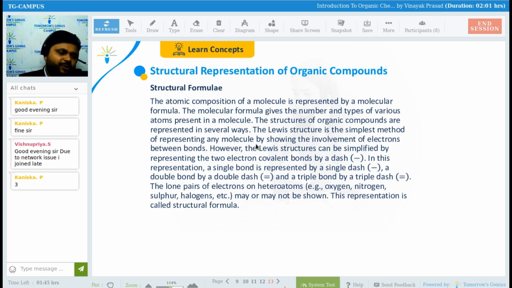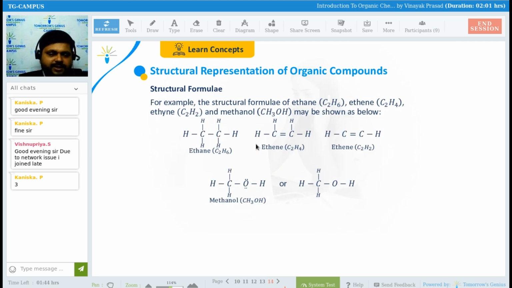Now we are going to see the structural formula. What is the meaning of a structural formula? See, this one is a structural formula. Carbon, carbon, carbon, carbon. This is a structural formula. After this, we'll see the condensed formula as well. So if it is given in this format, it will be known as the structural formula. Is it okay?